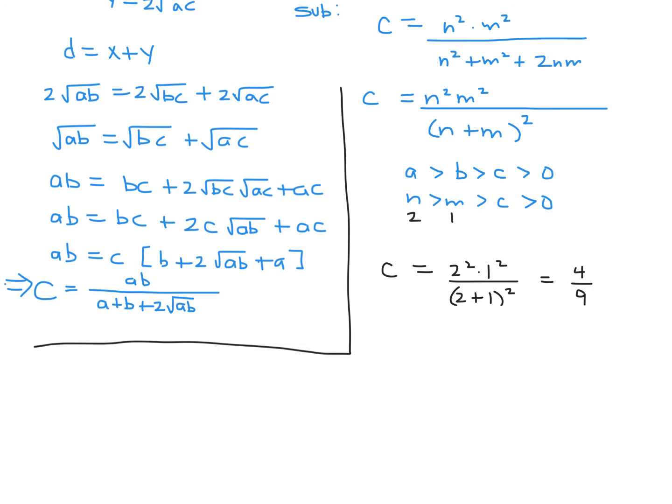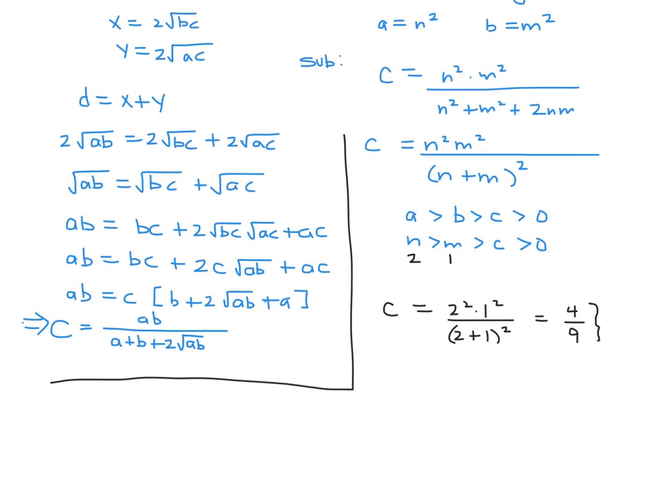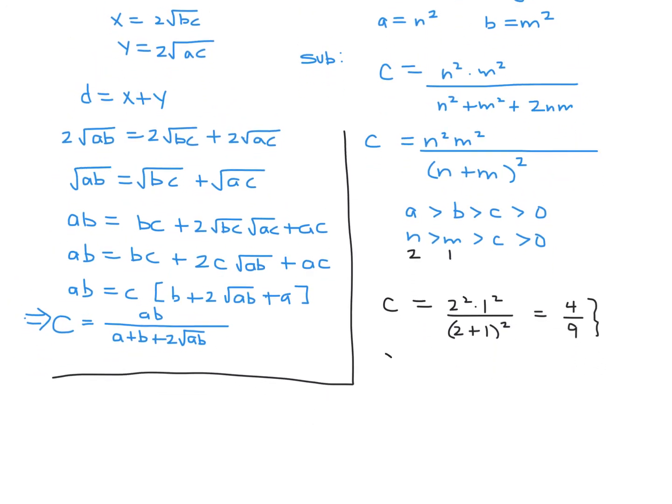But if I multiplied everything by 9, then this fraction would disappear. I think I got it. Okay, so if you recall up here, we had called a equals n squared. So if a is 9 times n squared and b is 9 times m squared, I could get this fraction 4 over 9 to disappear.